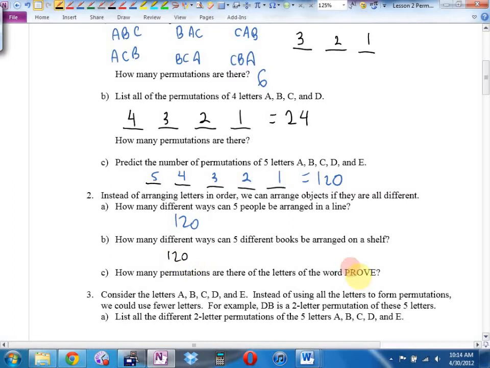How many different permutations are there of the letters in the word prove? Are all 5 letters different? Yeah, then you know what? 120.